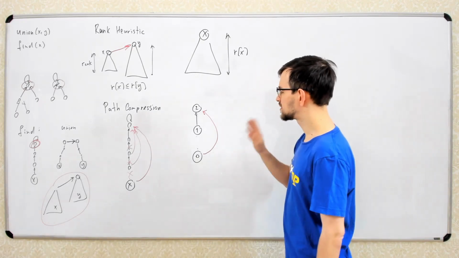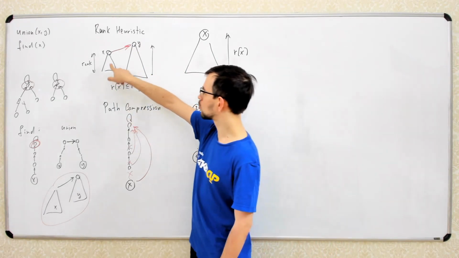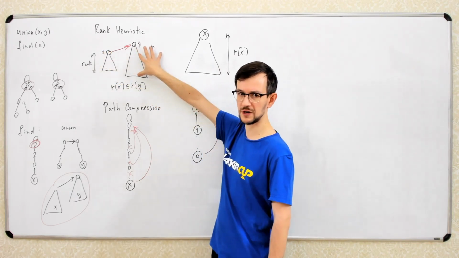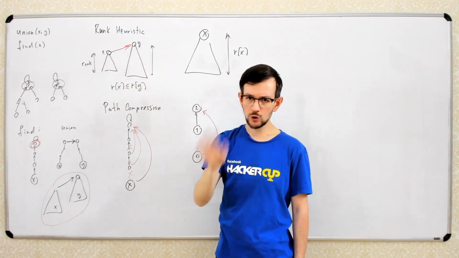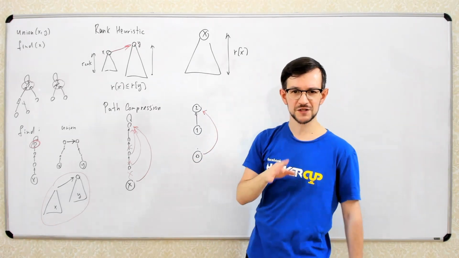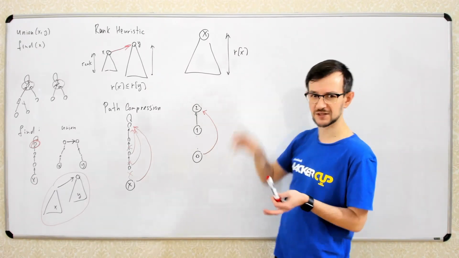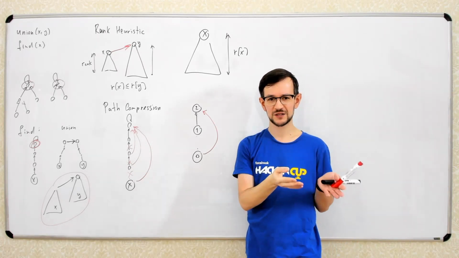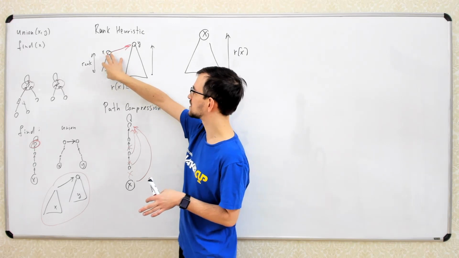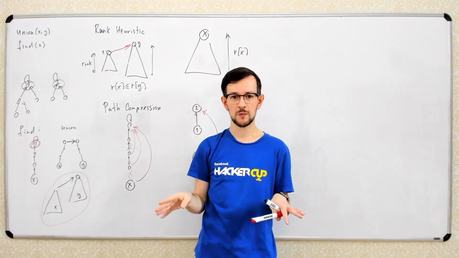Yes, you can do this. You can do the same heuristic based on the size of the tree. You can calculate the size of both trees and link the tree of smaller size to the tree of bigger size. That will also give you the same asymptotics. I just need the ranks for my analysis, so I will keep the ranks. It's easier to analyze this algorithm when I have these ranks. You can do absolutely the same with the size of the tree, and it will give you the same time complexity, right?